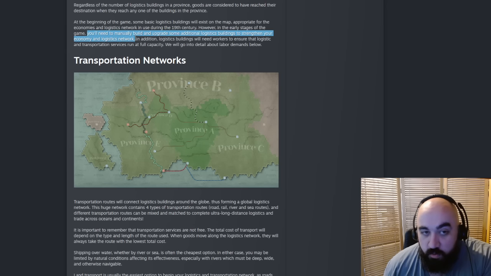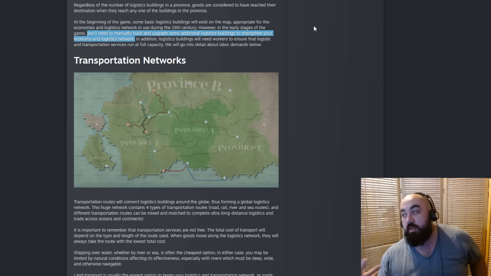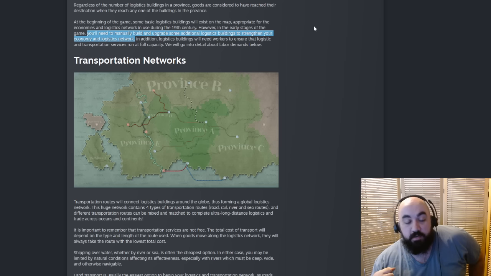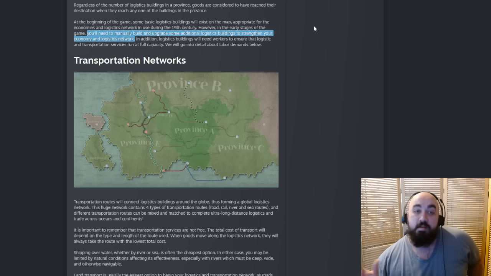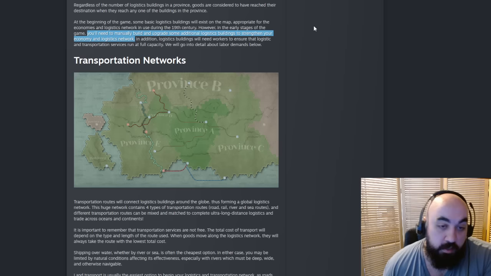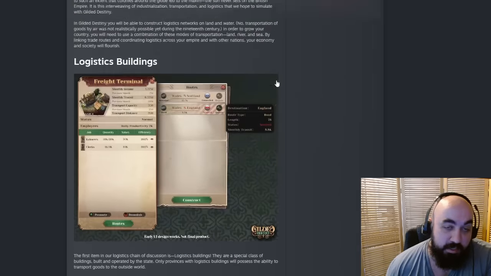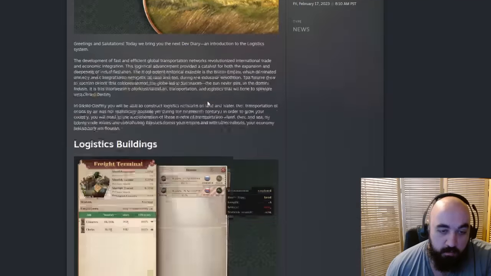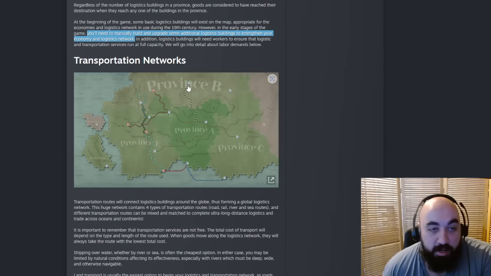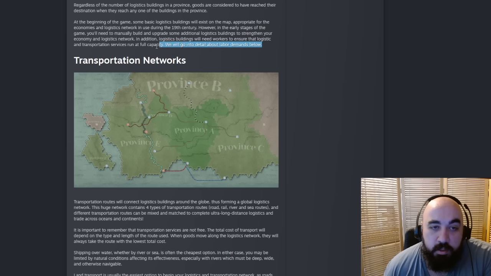So, one concern I have, for both this and the dev diaries I've seen so far for this game, is that it seems like it might become a micromanagement nightmare, even if the game performance can work fully. But at the same time, logistics is really important, and so I would like a system that can grow organically as well. Okay. In addition, logistics buildings will need workers to ensure that logistic and transportation services run at full capacity. We'll go into the details about the labor demands below.